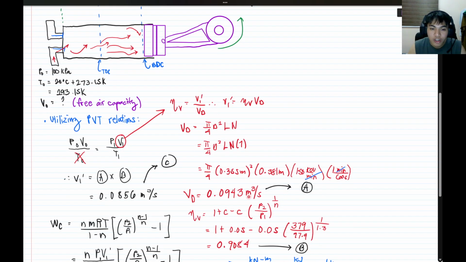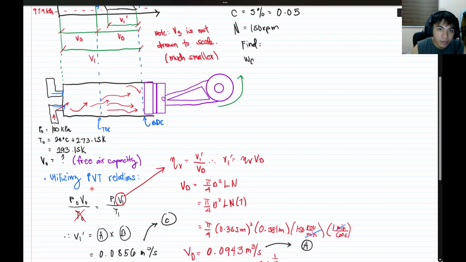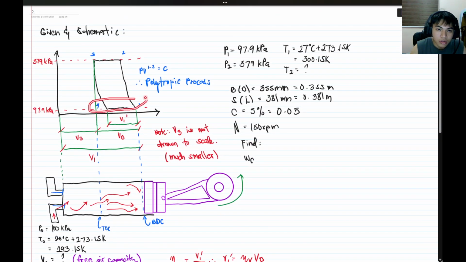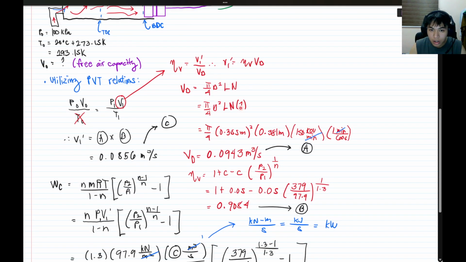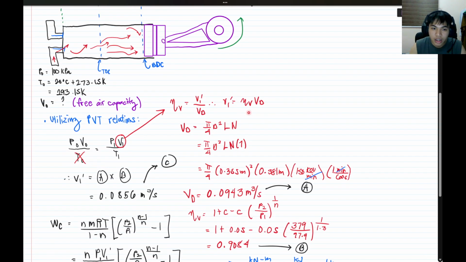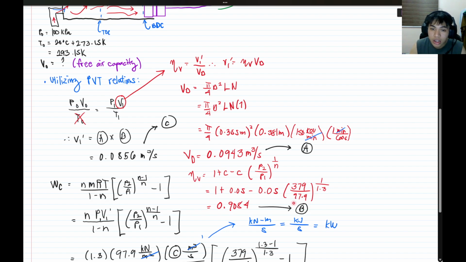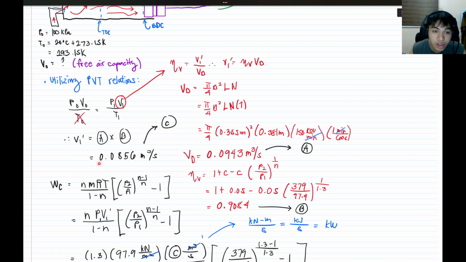Now that we have the volume displaced and volumetric efficiency, we can find our V1 prime, which is here. Actually, I mixed it up. Our volume displaced stored in A, and our volumetric efficiency stored in B, it's just fine, it's the commutative property, is going to be equal to 0.0856 cubic meters per second. Let's store it in C.